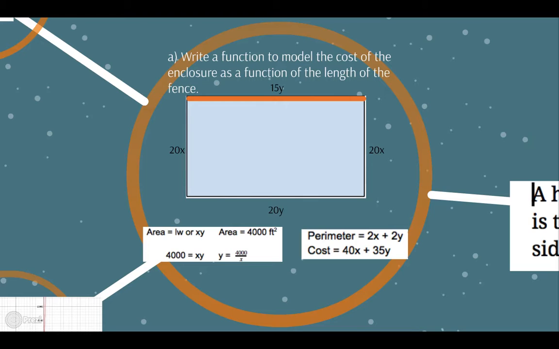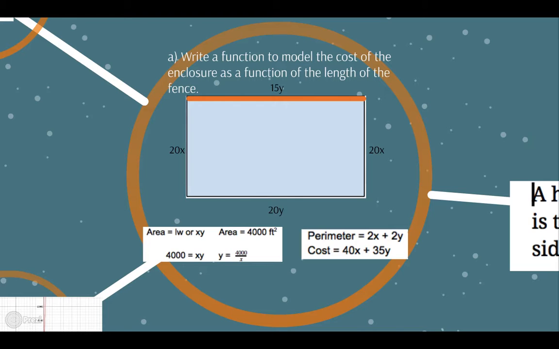Part A of the problem asks to write a function to model the cost of the enclosure as a function of the length of the fence. So we started by drawing what the patio would look like, and we made sure that one of the sides, labeled 15y, is the side that is against the brick wall.